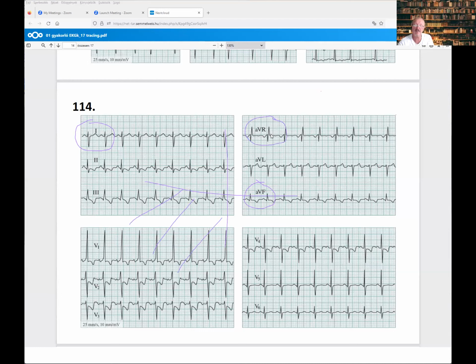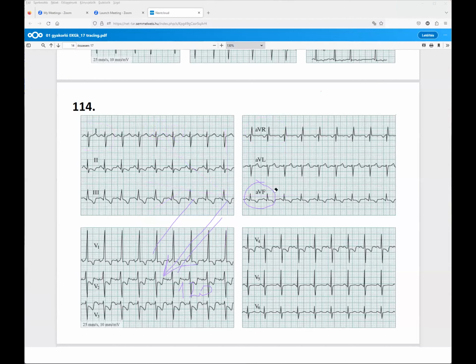And aVR is equiphasic, so it means 120, because you have 210 as aVR, and that's 120. So we have an extreme right deviation. Why did you say it's extreme? Because it's over 100. It's over 100 for sure.